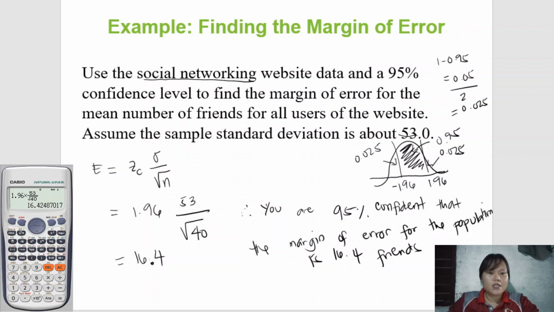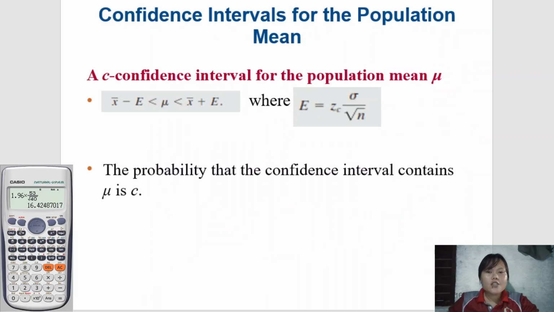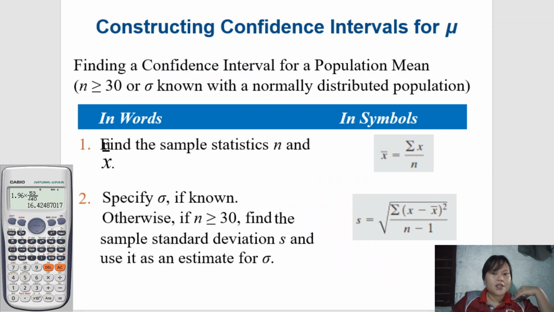Okay? So, next. A confidence interval for the population mean is actually equal to your mean minus and plus your estimate. Kaya we actually have learned first how to compute for the E because that is what we are going to use to establish our intervals. Okay, so the probability that a confidence interval contains mu is c. Okay, so in summary, these are the steps for constructing confidence interval for population mean.